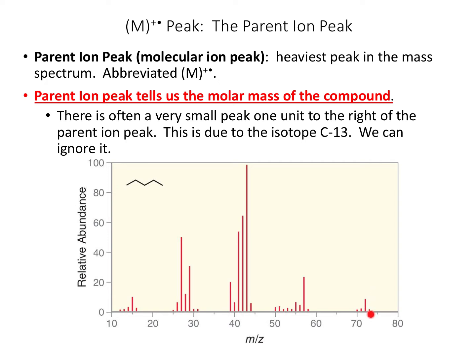Now you may be asking yourself, what about this little peak here? Well, this is due to the presence of the isotope carbon-13. If you remember, atoms can have different isotopes, where they have the same atomic number but different numbers of neutrons. The vast majority of carbon is carbon-12, but due to the presence of a small amount of carbon-13, we often see this small peak, just one mass unit to the right of the parent ion peak, and we can just ignore it. So again, the parent ion peak is the heaviest peak in the mass spectrum, ignoring the small peak just to the right of it that's due to carbon-13, and it tells us the molar mass of the compound.